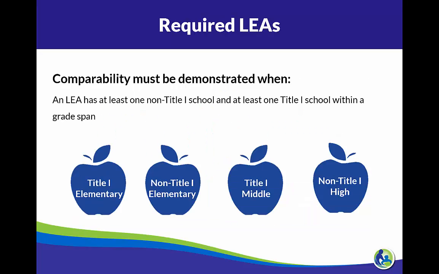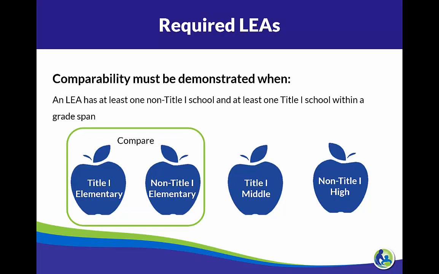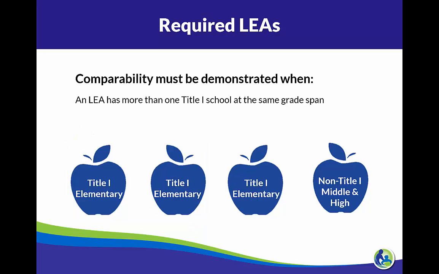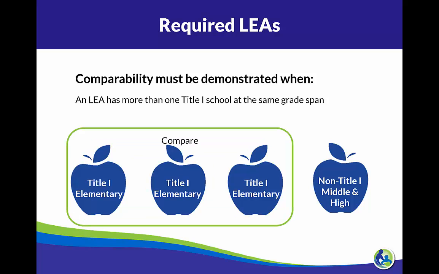There are two instances where an LEA must demonstrate comparability. If an LEA is serving at least one Title I school and has at least one non-Title I school within the grade span, then an LEA must demonstrate comparability for that grade span. The other instance is if the LEA is serving all schools within the grade span with Title I funds. If all schools in the grade span are being served, the LEA must demonstrate comparability for that grade span.